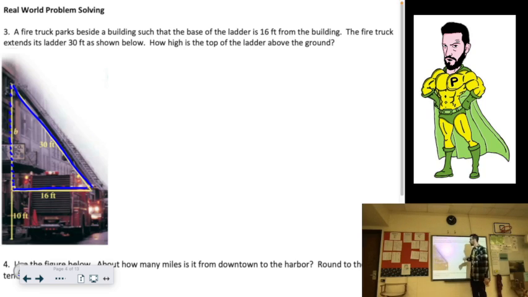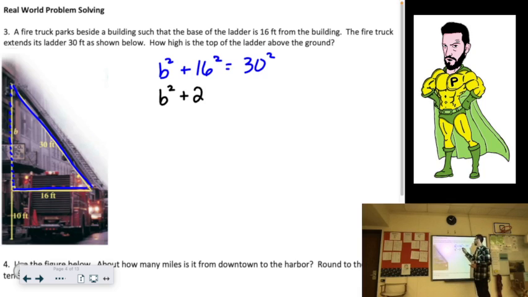So if we were to set up an equation, and again, the order of the legs never matters, we could say b squared, that's one of the legs, plus 16 squared equals the hypotenuse, 30 squared. All right, now if we did 16 squared, 16 times 16 is 256. So we have b squared plus 256, 30 squared, 30 times 30 is 900.